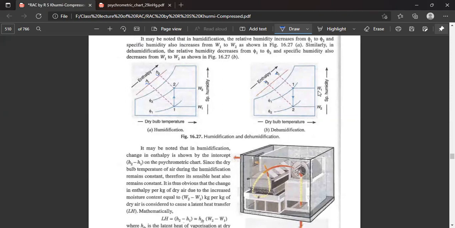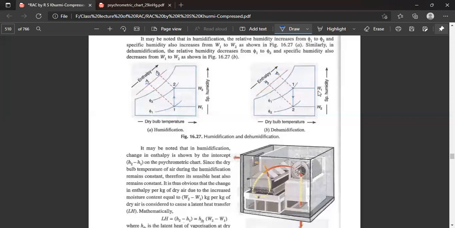So what is clear? Due to humidification, enthalpy is increasing and the dry bulb temperature of air during humidification remains constant, so its sensible heat also remains constant. Temperature is not changing, only latent heat is being added, not sensible heat. Thus, the change in enthalpy per kg of dry air due to increased moisture content, equal to W2 minus W1 kg per kg of dry air, is considered to be latent heat transfer. So here, in humidification, the temperature is not changing, so no sensible heat is being added or subtracted. Thus, the total heat is being added or subtracted in the form of latent heat only.